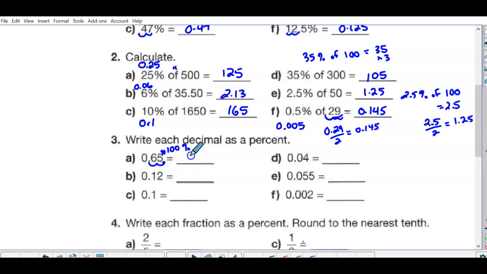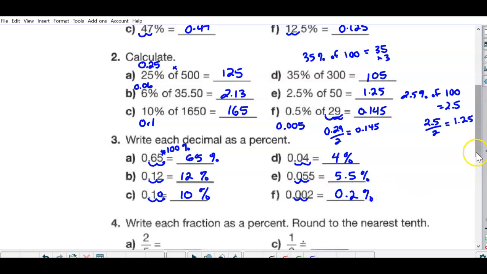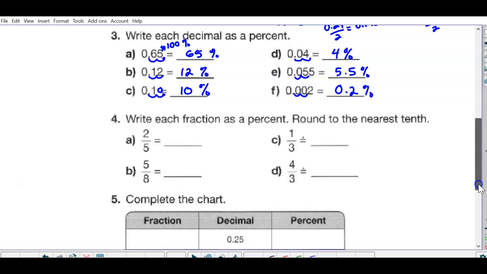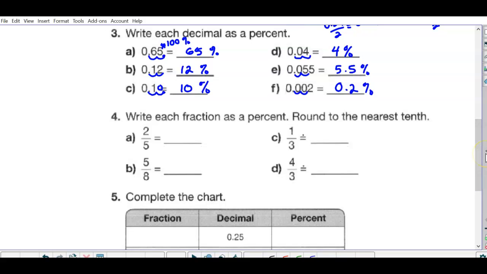So we move it to the right 2 places, to the right 2 places means we have to fill in with a 0 there, so that's 10%. To the right 2 places is 4%. To the right 2 places is 5.5%. 2 places is 0.2%.